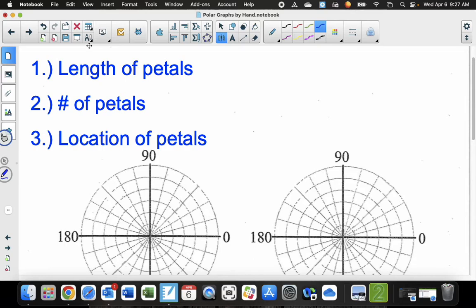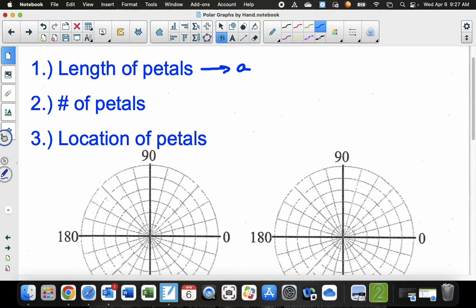The A value is the length of your petal. Okay? So that is A. Whatever the value is, you can ignore the negative. If it's a negative A value, you can ignore the negative. It's the number, the value of A, that is the length.